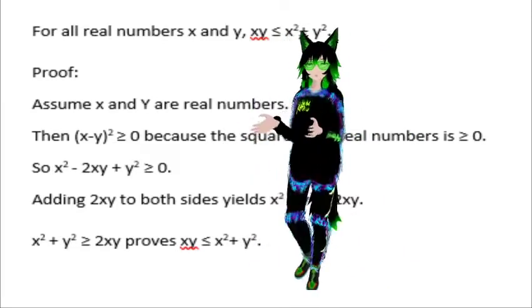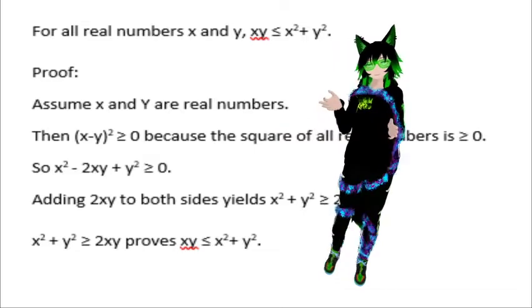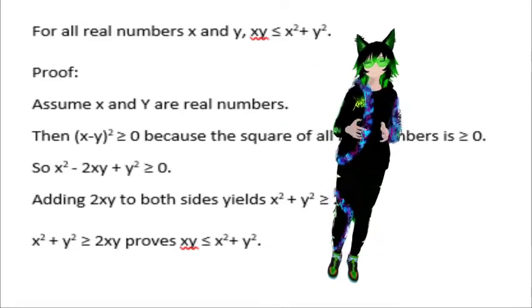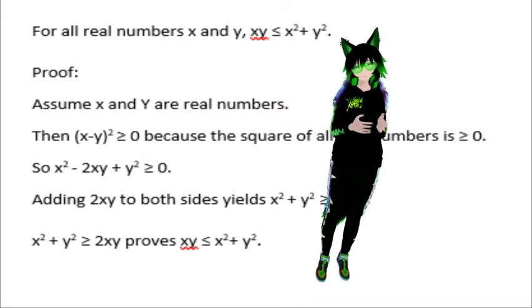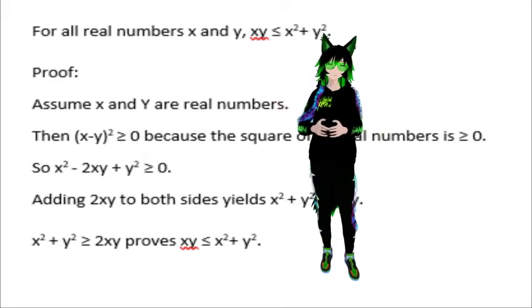And so x squared plus y squared being greater than or equal to 2xy proves that x times y is less than or equal to x squared plus y squared.